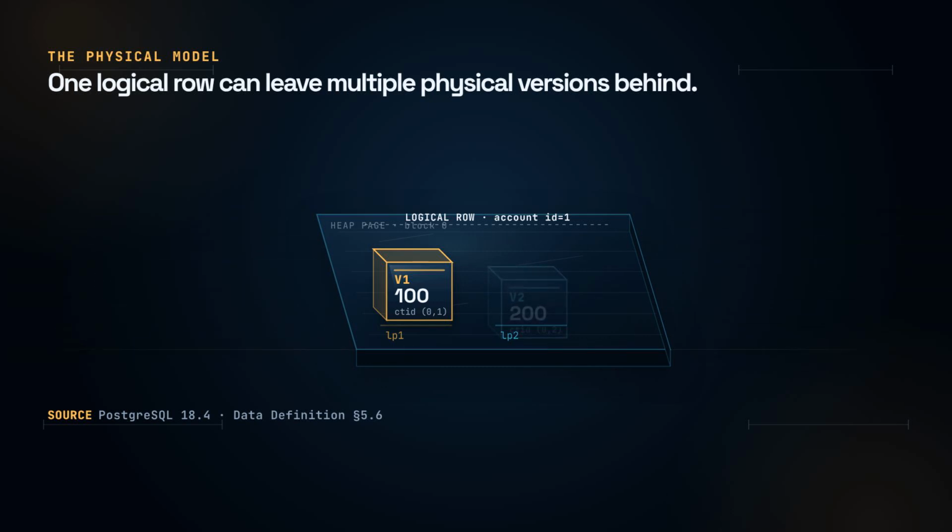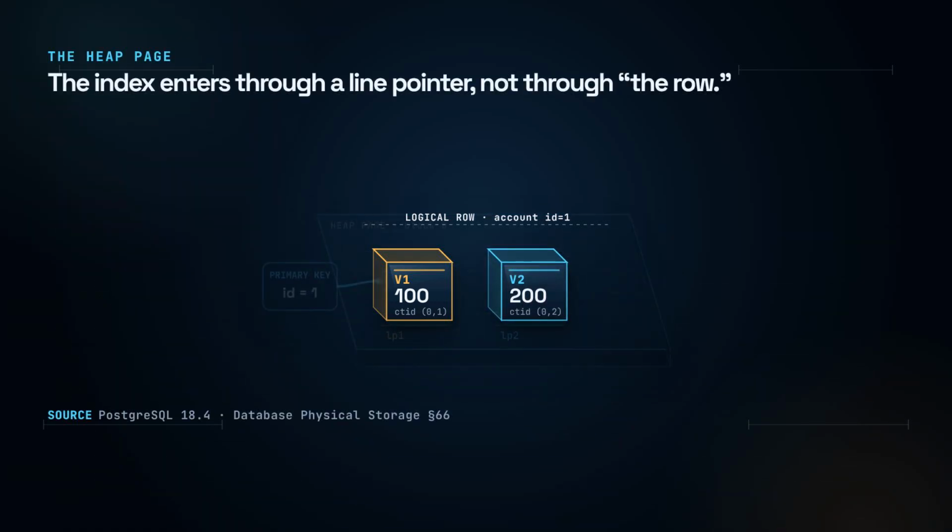PostgreSQL takes a different route. Keep the logical identity, account 1, but create a new physical row version. The original version v1 still contains 100. The update creates v2 with 200. They can coexist for a while inside the heap, which is PostgreSQL's table storage.